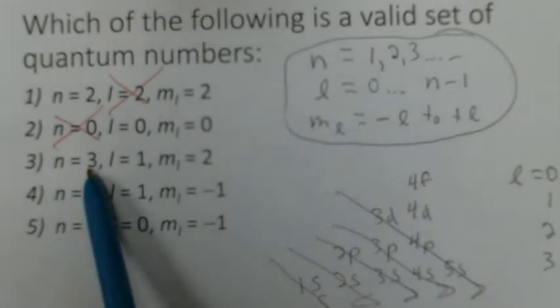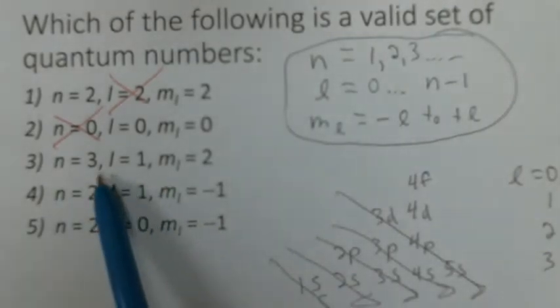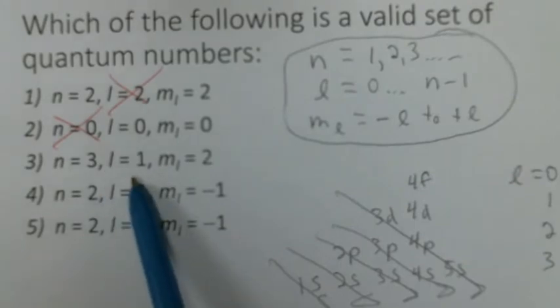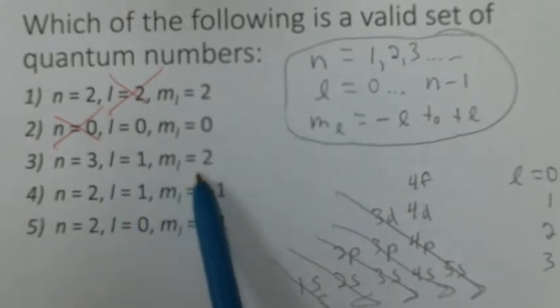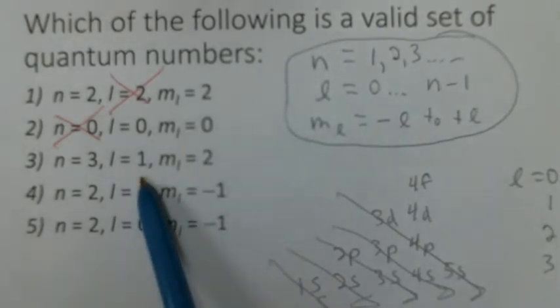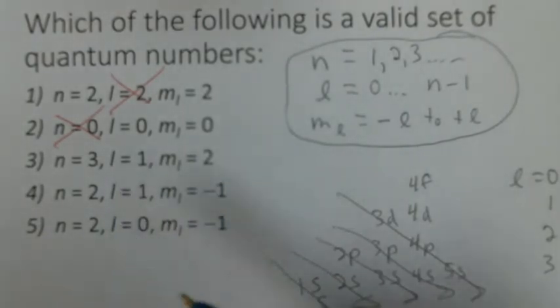Let's see. N equals 3, L equals 1. That's okay because it's less than n minus 1. It could be up to 2. And then m sub L equals 2. Well, m sub L can't be 2 if L's only 1, right? That wouldn't work.